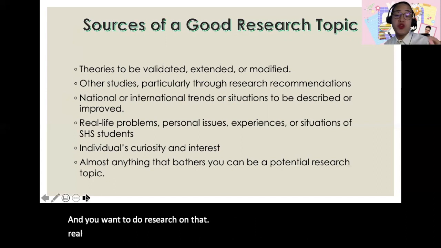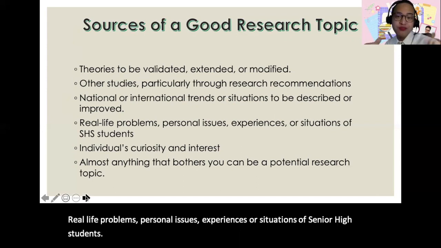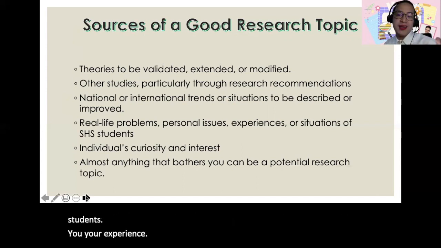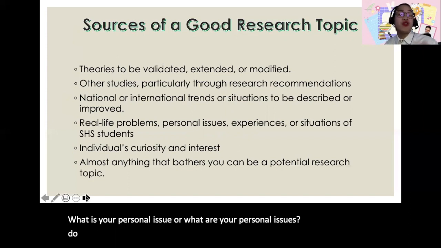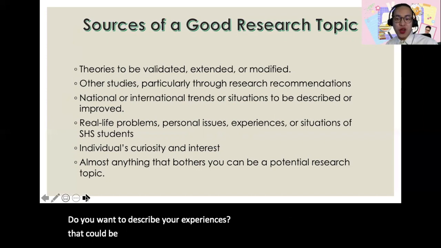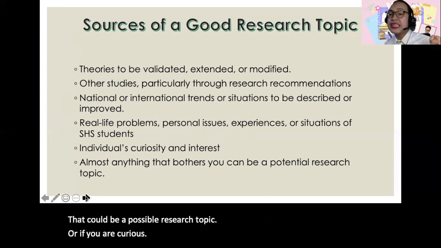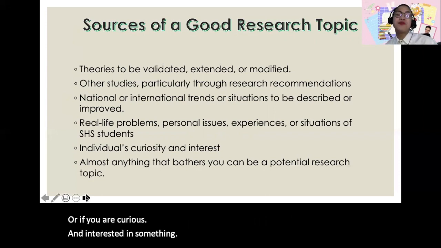Real life problems, personal issues, experiences, or situations of senior high students. Your experience. What's happening with you? What are your personal issues? Do you want to describe your experiences? That could be a possible research topic. Or if you are curious and interested in something, right? Therefore, we could say that almost anything that bothers you can be a potential research topic.